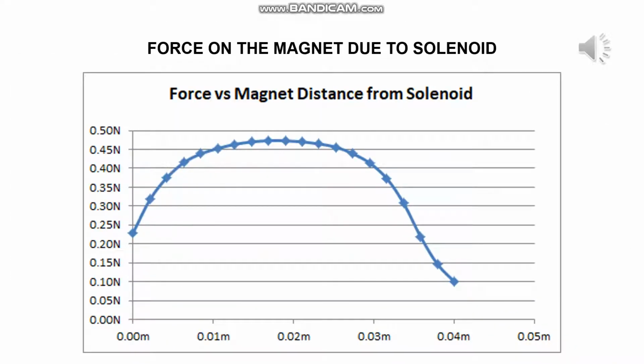This force diagram shows the variation of the force as the magnet moves along the center of the solenoid. We see that initially the force is very low and it plateaus at a high point near the center of the solenoid, and further decreases as the magnet moves further away from the solenoid.